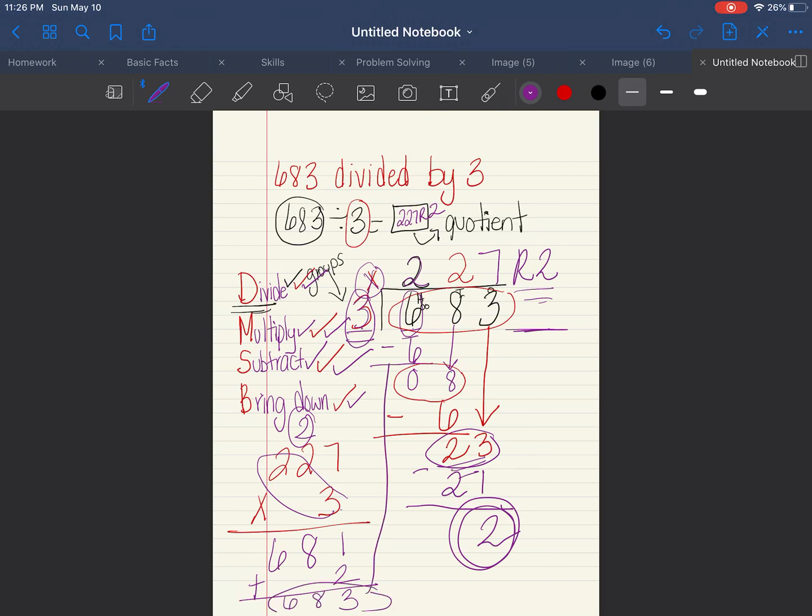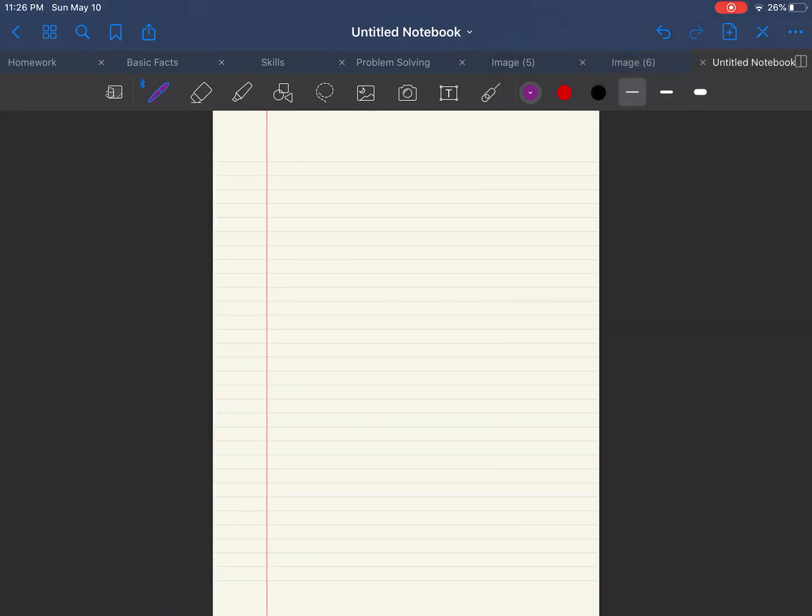Remember, we also had a remainder 2. That means we added to our product. 2 plus 1 is 3. 8 plus nothing is 8. 6 plus nothing is 6. Did we get the same answer? Yes, we did. So our quotient is correct.